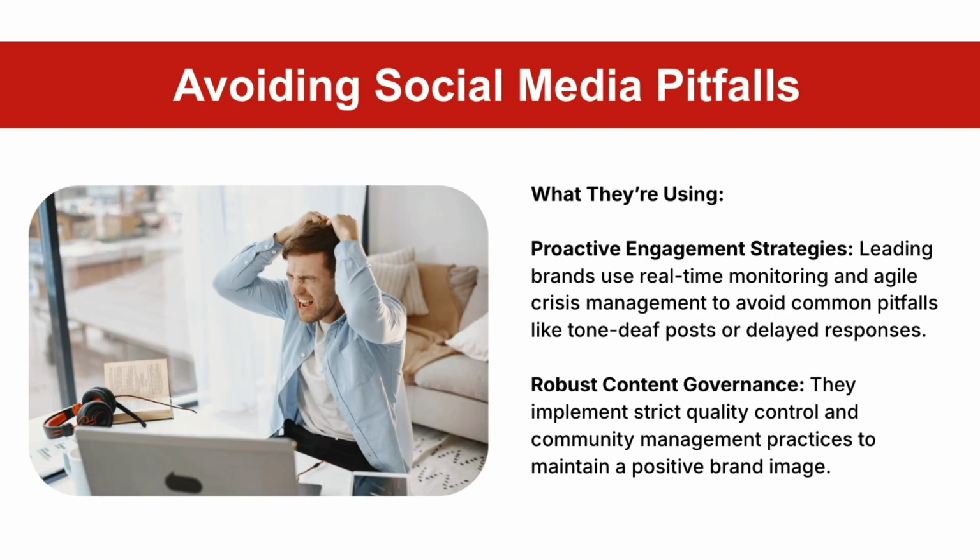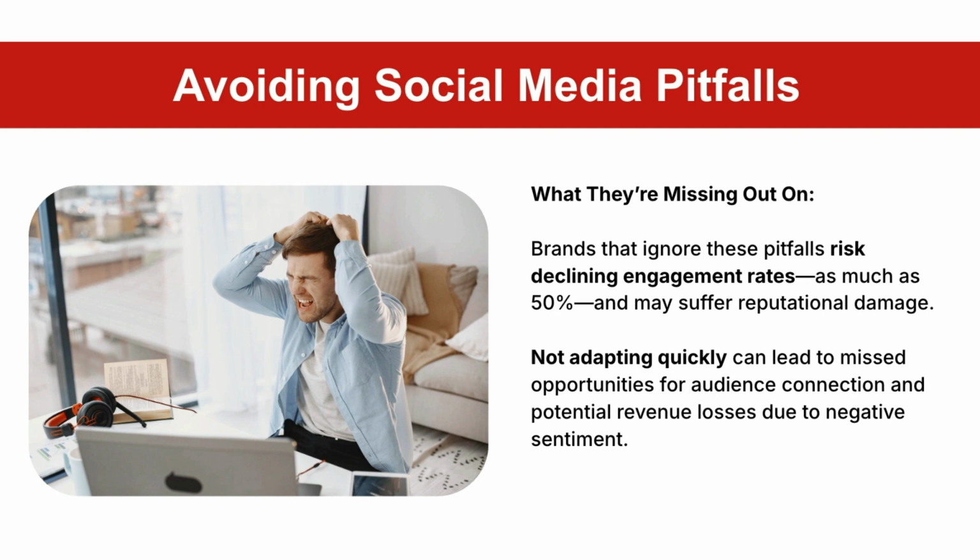Now, some of the other pitfalls that you want to avoid. Proactive engagement: leading brands will use real-time monitoring and agile crisis management to avoid common pitfalls like tone-deaf posts or delayed responses. It's important, as people start to comment and like, to continue that conversation with them, right? Most people create their content and then they leave it at that. That's one of the worst things you can do, because if people are commenting and engaging with your content, and it's crickets, and they don't hear back from you, then odds are they're going to go somewhere else, right? They want to have discussions. That's what being human is all about: having open dialogue, open communication. Brands that ignore these pitfalls see engagement rates decline by as much as 50%. So just make sure that you're engaging with them, because it could ultimately hurt your reputation and your brand, which ultimately will hurt your revenue.